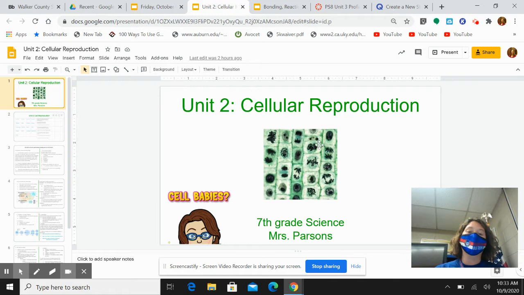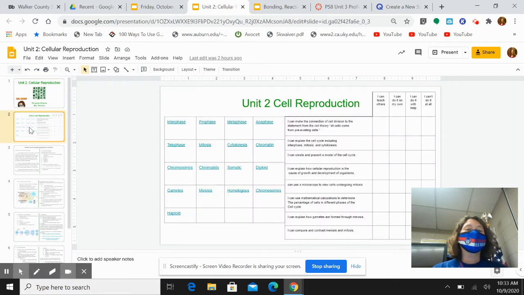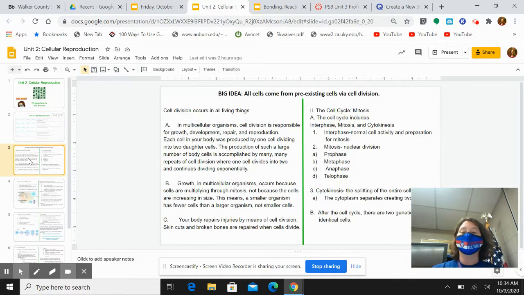All right, so on screen one, you like my cute little cell baby emoji? Isn't that cute? All right. Page 2, again, is all of your vocabulary. If you click on any of those words, it takes you to the Quizlet set for that vocabulary. If you don't understand the vocab, there's no way you can understand the content. And then on the right-hand side is your proficiency scale. That tells you all the things you need to be able to do in order to do well on your final assessment for this unit. And then page 3 starts the notes.